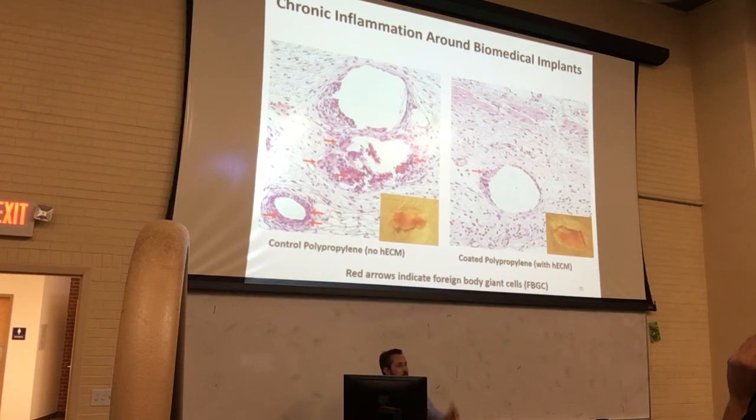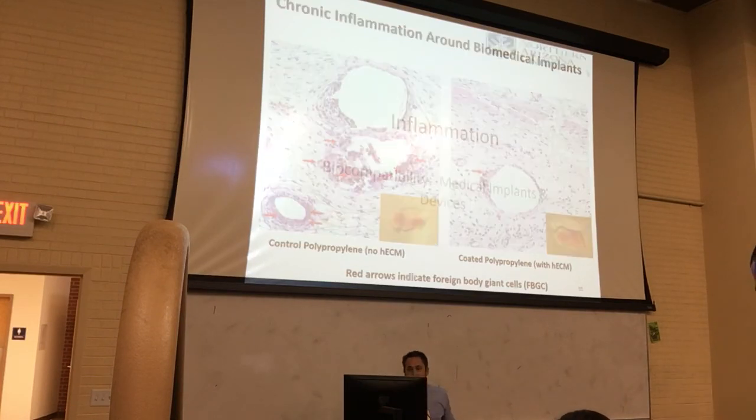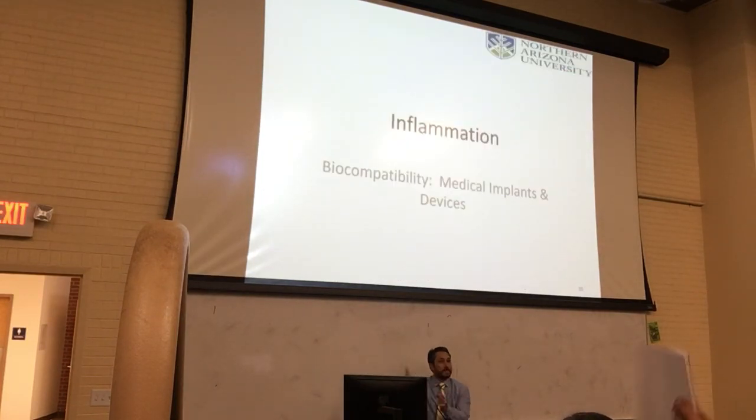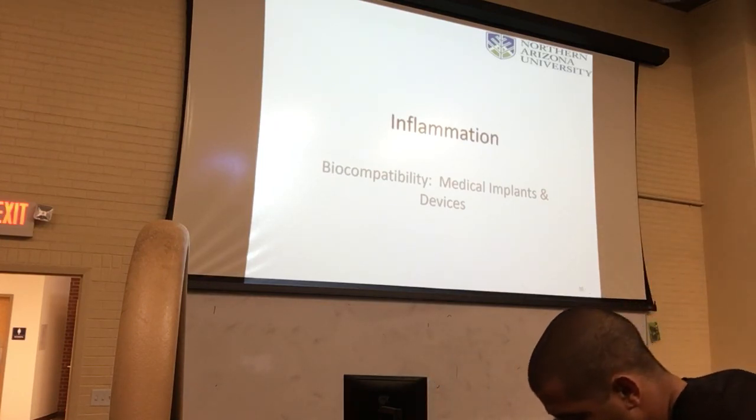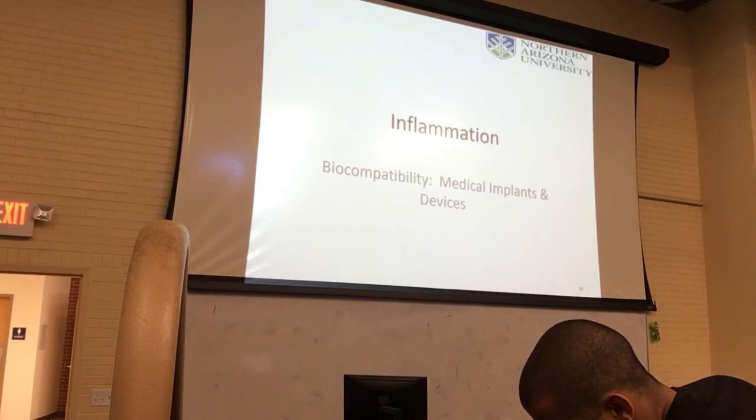So fibrosis, foreign body giant cell presence, and elevated inflammation with scarring are all attributes of chronic inflammation. The last portion of the deck is more information about biocompatibility and biomedical implants. It's not going to be on the test. That last slide is where we'll stop.